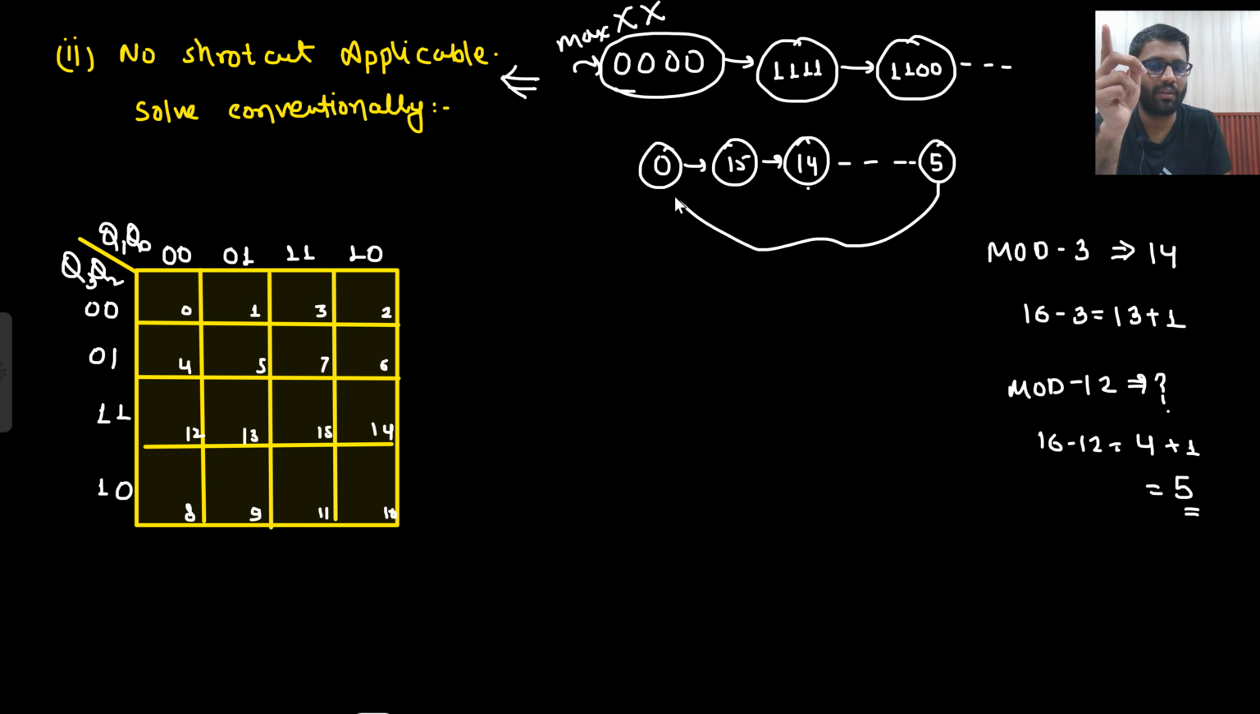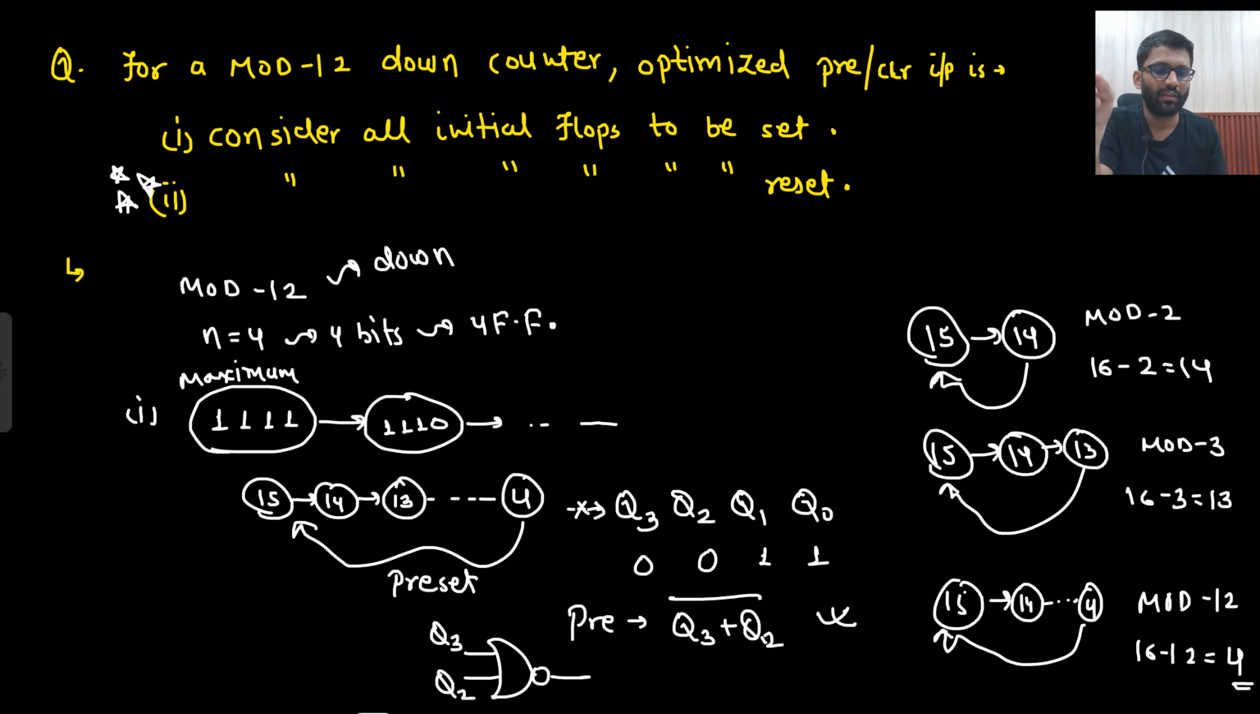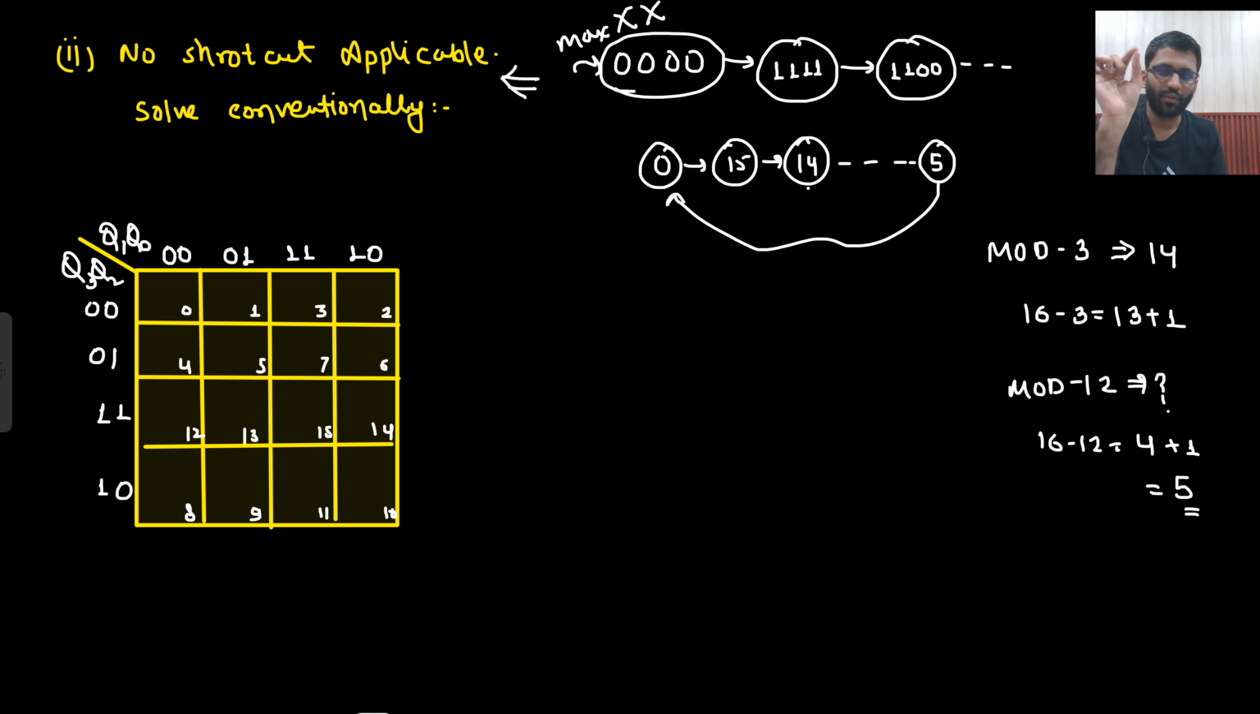Now you can count from 0 back to 5, and you will get 12 states only. 0, 15, 14, 13, 12, 11, 10, 9, 8, 7, 6, 5. Yes, the last state is 5. So which one is the first state that you don't want? You don't want 4.